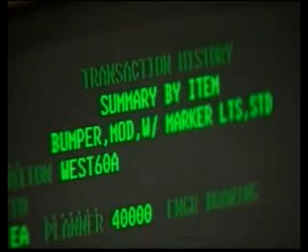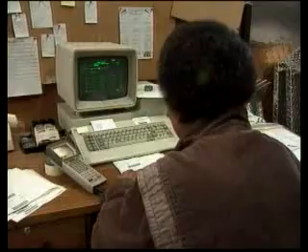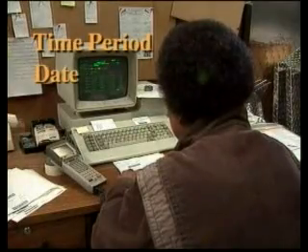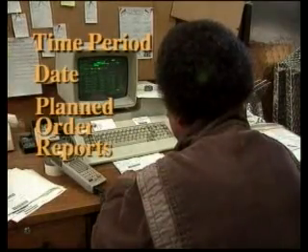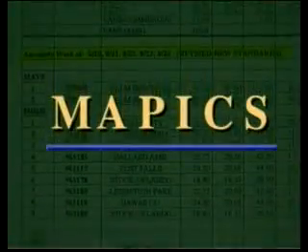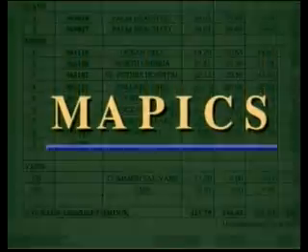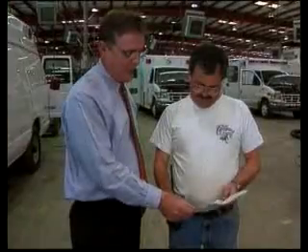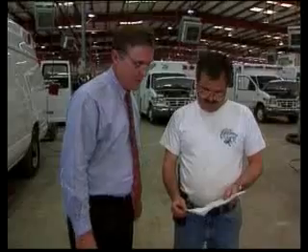The MRP software then produces outputs such as materials needed by time period and by date, planned order reports, and purchase orders. Wheeled Coach installed its MRP system in 1994 at a cost of hundreds of thousands of dollars. The software, called Mapix, runs on an IBM AS400 computer. Bob Collins, president, was instrumental in the system's installation. An MRP system is crucial in Wheeled Coach gaining control of its inventory.